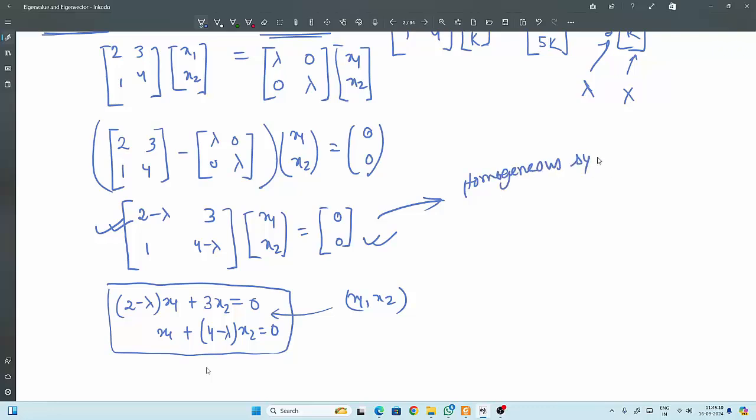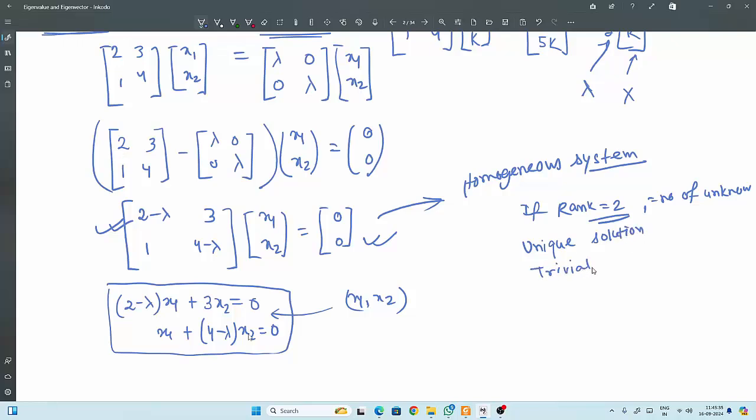In a homogeneous system, if the rank value is equal to 2, that means both these rows are non-zero, and the number of unknowns is also 2. Rank equal to the number of unknowns means it has a unique solution, and a unique solution in a homogeneous system is the trivial solution, which means x1 is equal to 0 and x2 is equal to 0. That means it is the 0, 0 vector, and you all know it will never be an eigenvector.